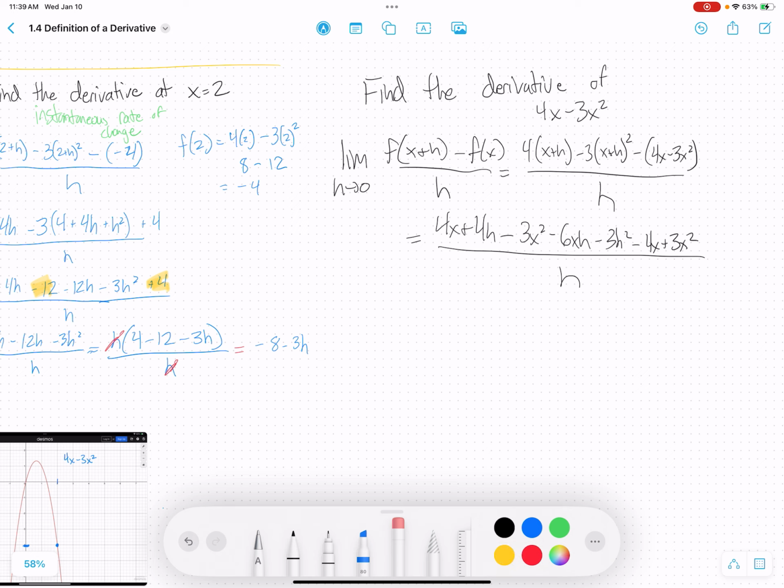Okay, this looks pretty crazy, but if I take a closer look, 4x minus 4x, negative 3x squared plus 3x squared. Once again, the terms that don't have an h in them end up canceling out. And so I'm left with 4h minus 6xh minus 3h squared all over h. All of those terms in the numerator have an h in them, so I can factor out the h.